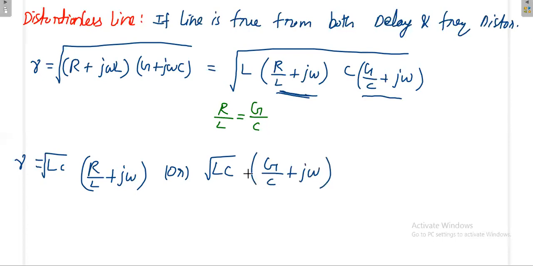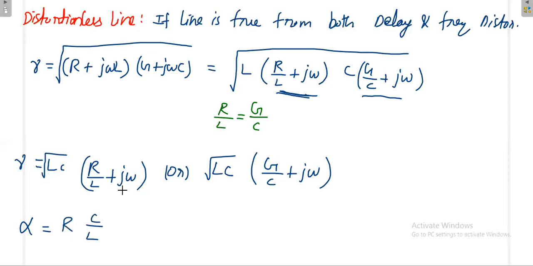Now from this it is very clear that gamma is equal to some real component. You can multiply square root of LC inside, no problem. Then what is alpha here? Alpha means the real value of this gamma. So this is a real value, and you multiply it with the square root of LC. Once you multiply R by L with the square root of LC, you get R times square root of C by L.